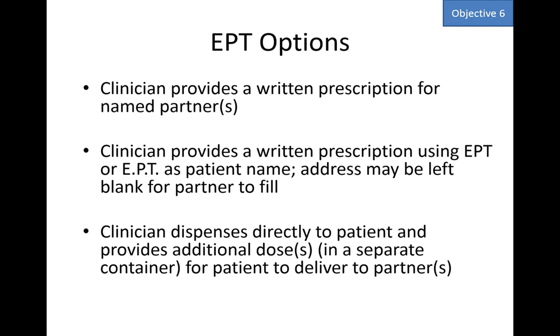So the way it goes is basically, once a patient comes in, gets screened, they get treated, and they tell the clinician that they want a treatment for their partner, or the clinician initiates the treatment. What happens is they either give them a prescription in a separate bottle, or they could give them a written prescription in hand, and they can take that and fill it. They don't have to put it under a specific name. They can write EPT on it. And that is if the patient is concerned for any confidentiality issues, or if they don't feel comfortable taking that to their partner, or if their partner doesn't agree with that.